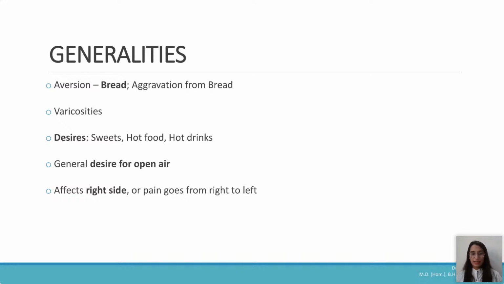Another important generality of Lycopodium is right-sided affections. The affection is in the right side or it goes from right to left. Now, be it the throat complaints, be it the lung involvement, that is the right lung affection, be it the liver, which is again a right-sided organ, the aggravation from lying on the right side, or the symptoms go from right to left. So right-sided affections are very important in Lycopodium. Also hernias. Right-sided hernia is an important indication of Lycopodium.